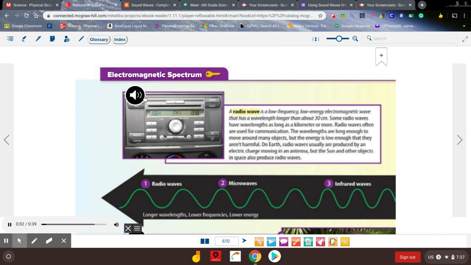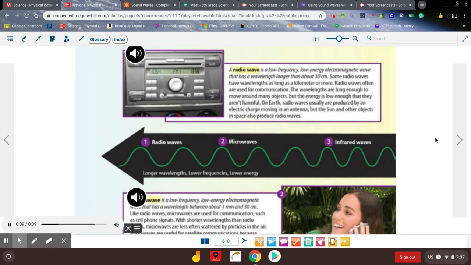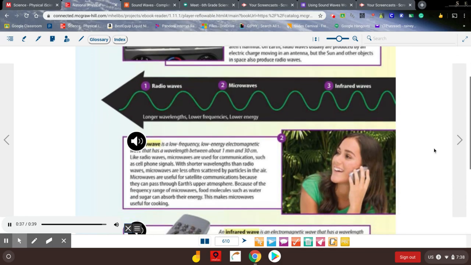Number 1. A radio wave is a low-frequency, low-energy electromagnetic wave that has a wavelength longer than about 30 centimeters. Some radio waves have wavelengths as long as a kilometer or more. Radio waves often are used for communication. The wavelengths are long enough to move around many objects, but the energy is low enough that they aren't harmful. On Earth, radio waves usually are produced by an electric charge moving in an antenna, but the sun and other objects in space also produce radio waves.